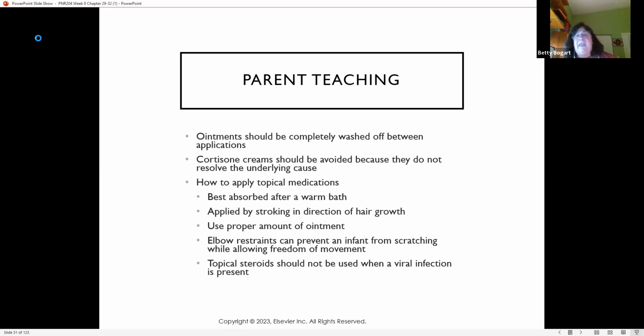Put on topical medications after a warm bath, when the skin's open and dilated and will receive these creams and lotions better. You stroke in the direction of hair growth, and as I said, only use what they tell you to use, the proper amount. In the hospital, we've got those elbow restraints. They can't bend to itch, unless it's the upper legs they can grab, right? But we do use them. And if we are giving steroids, it shouldn't be used with viral infections.